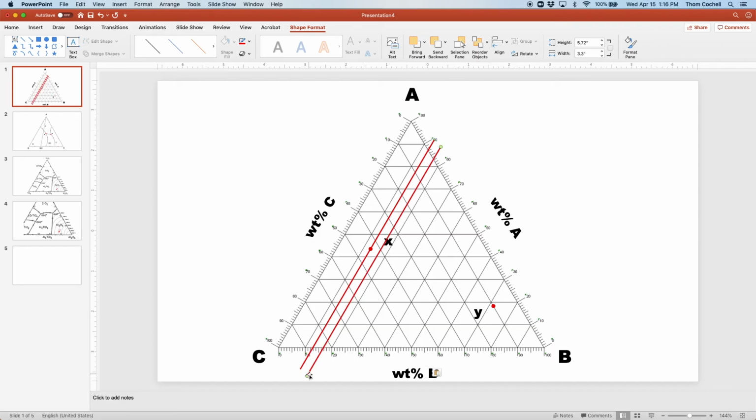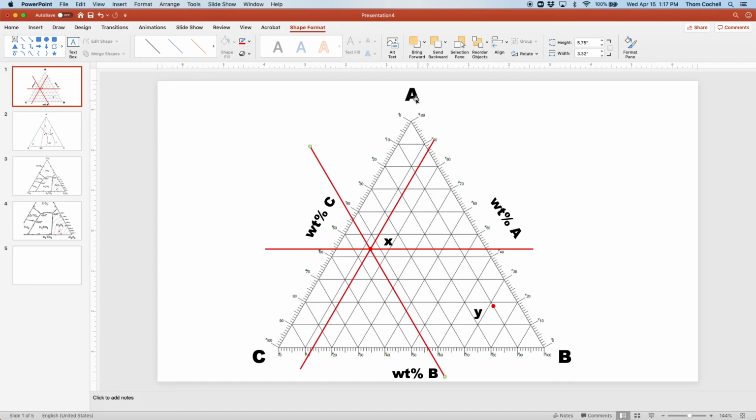So if I make another line, and this time I'll make it parallel to CB, and then make that go through X again. And one last time, have it parallel to AB, and then go through X. All right, so from here, I'm just going to read off the amounts.